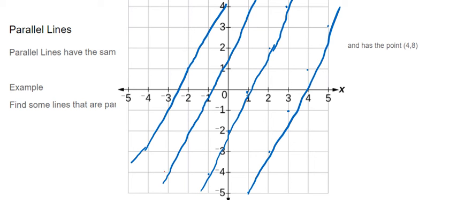Hi guys, so this video is about parallel lines on the coordinate graph. So I've got four lines drawn here, and you should now be able to see that they're all parallel to each other. The definition of parallel is that the lines never meet. It's like they go along beside each other forever, but they never meet. So if you think back, there's something you need to know about slope with parallel lines.